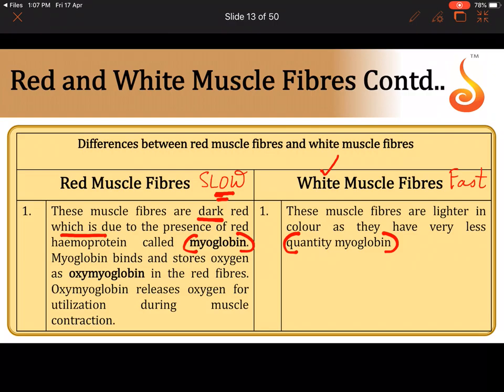So if you suddenly lift something heavy, then you're mostly recruiting your white muscles and not your red muscles, because red muscles are those which contract very slowly. Obviously you cannot use your red muscles to lift something very heavy.